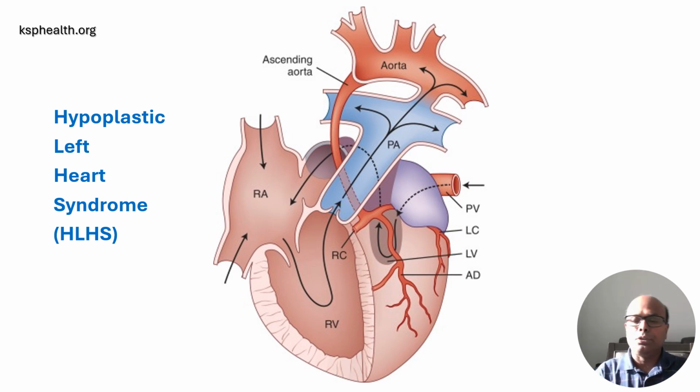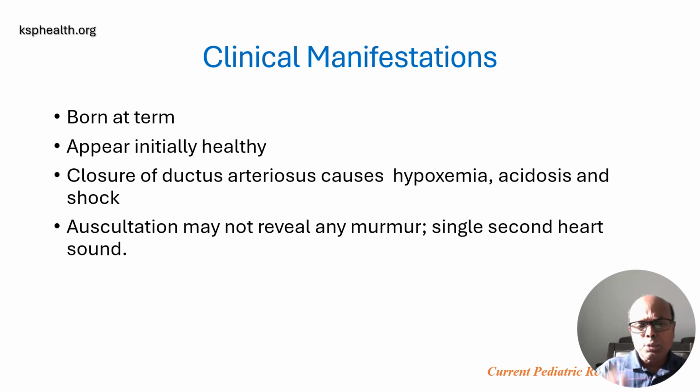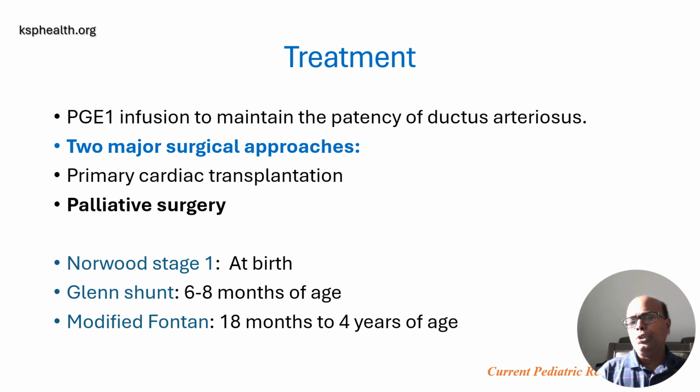The ductus arteriosus usually closes during the first week of life, and then the problem comes. These patients, born at term, appear very healthy, and closure of the ductus arteriosus causes hypoxemia, acidosis, and shock. Auscultation may not reveal any murmur. You can listen for a single second heart sound. How do you treat? Maintain the ductus arteriosus by starting prostaglandin E1 infusion.